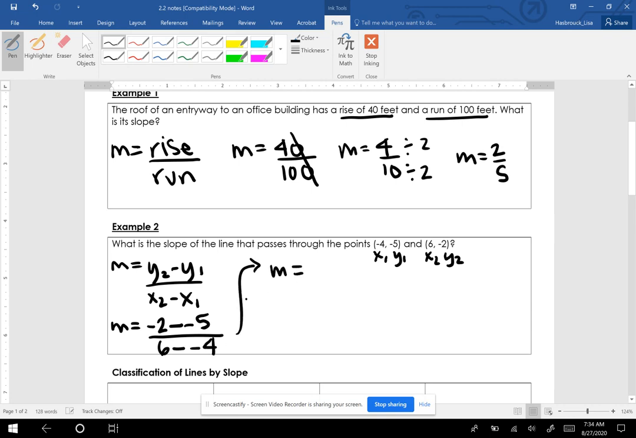So when I simplify this, on the top, these 2 minuses in the middle become a plus. So -2 plus 5 is 3. Bottom, the same thing happens. Minus becomes a plus. 6 plus 4 is 10. There is no way to simplify this, so 3/10 is your final answer.